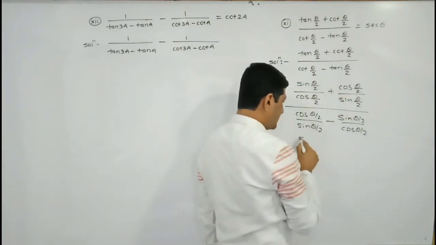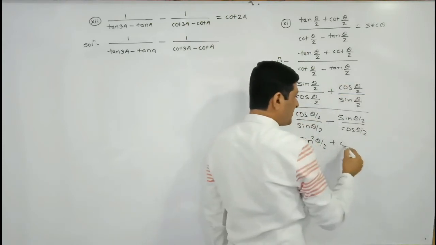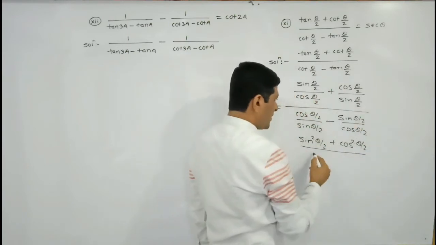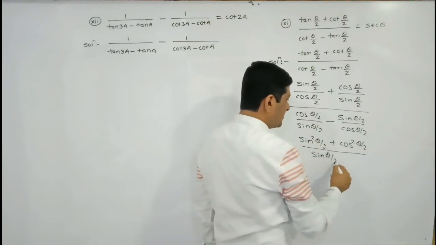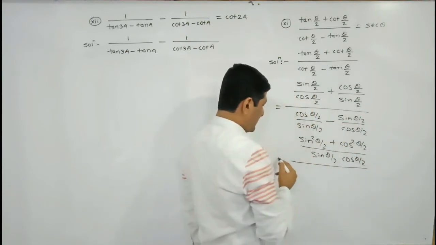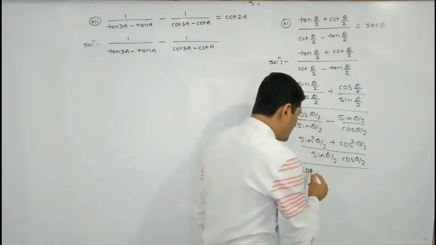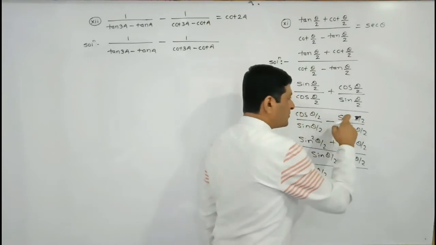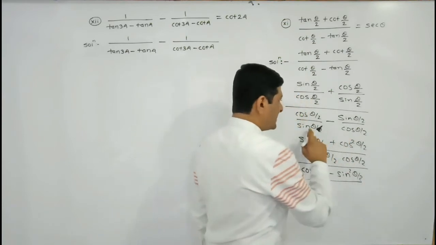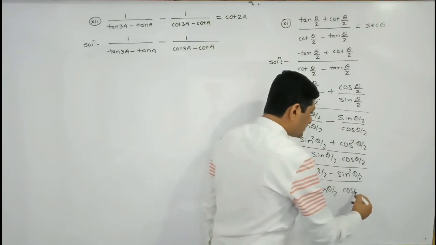Sin theta by 2 into sin theta by 2 will be equal to sin square theta by 2, and cos theta by 2 into cos theta by 2 will be equal to cos square theta by 2, divided by sin theta by 2 into cos theta by 2. So in the denominator also we are taking cross multiplication. Let us see what we'll get here. Cos theta by 2 into cos theta by 2 will be equal to cos square theta by 2, and sin theta by 2 into minus sin theta by 2 is minus sin square theta by 2, divided by sin theta by 2 into cos theta by 2.